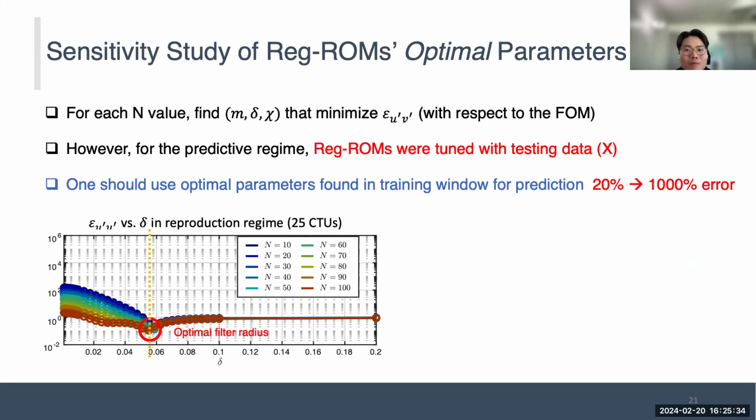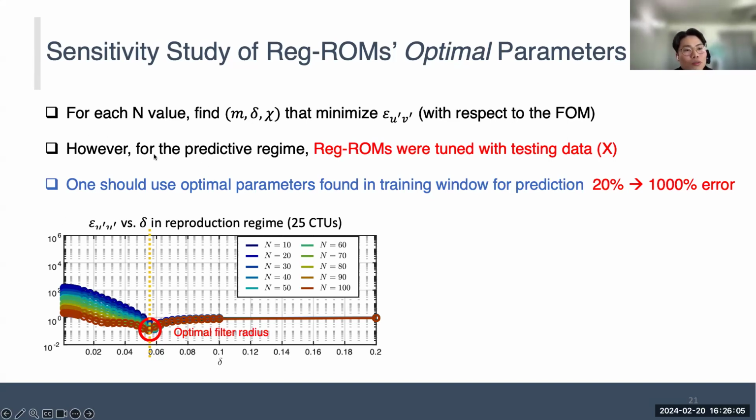we found that the optimal parameter is sensitive. What we did is, let's say we fix an n-value, which is the number of POD modes, and we find the optimal parameters, meaning the optimal filter order, filter radius, and relaxation parameter that minimize the error in the Reynolds stress.